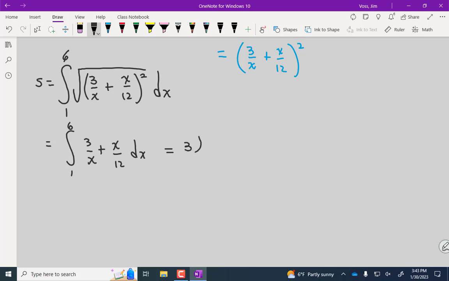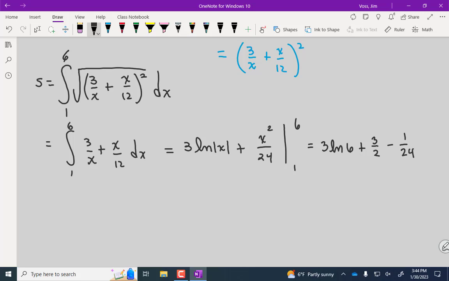We can do this. This is 3 natural log of absolute value of x plus x squared over 24. And that goes from 1 to 6. Plug in the 6, and that's going to give us 3 natural log of 6 plus 36 over 24, which is 3/2. And then we're going to subtract off the antiderivative at 1, plugging in the value of 1 into this antiderivative. That's 0. Natural log of 1 is 0. And then minus a 24th.